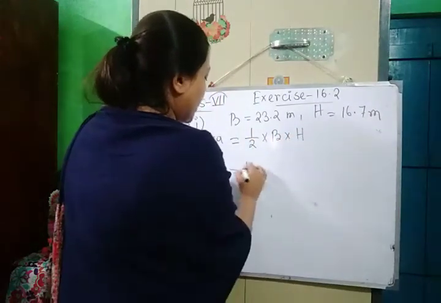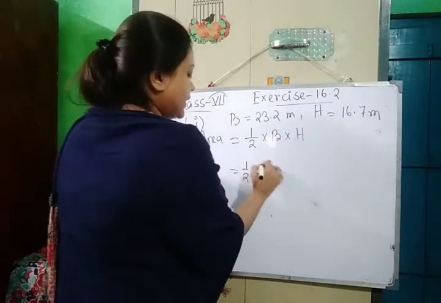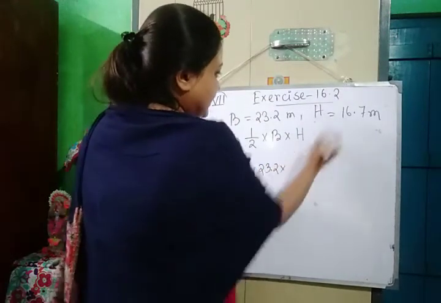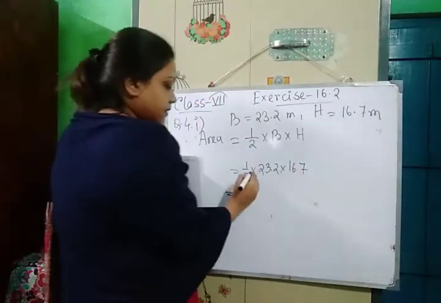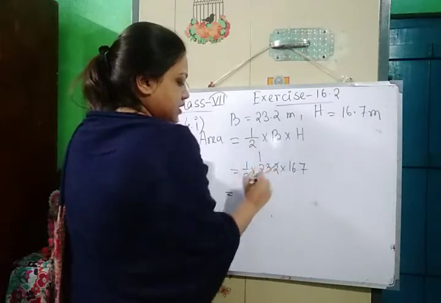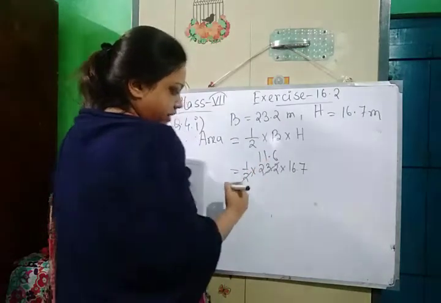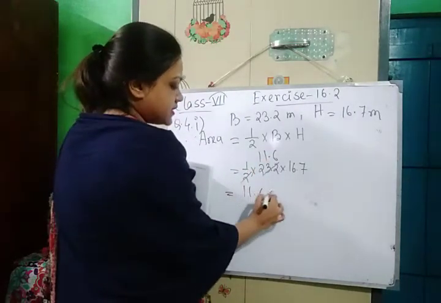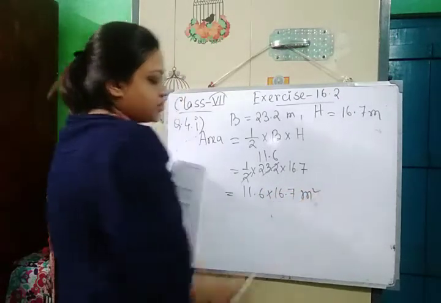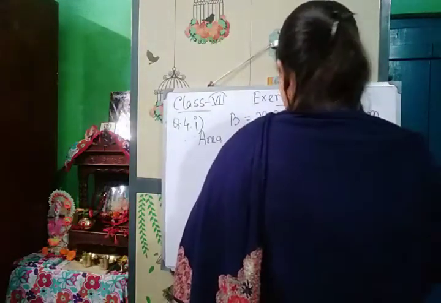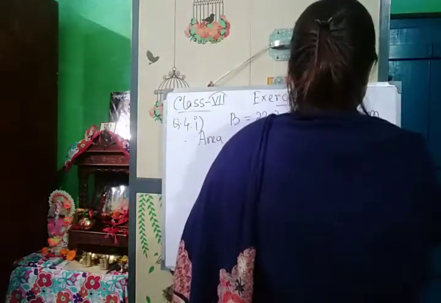So it will be half into base, which is 23.2, and height, which is 16.7. So now do the cancellation. By 2 I am first dividing it. 2 ones are 2, 2 ones are 2, 2 6 are 12. So 11.6 into 16.7 and it will be meter square since we are finding out the area. Now I am multiplying here 116 and 167.